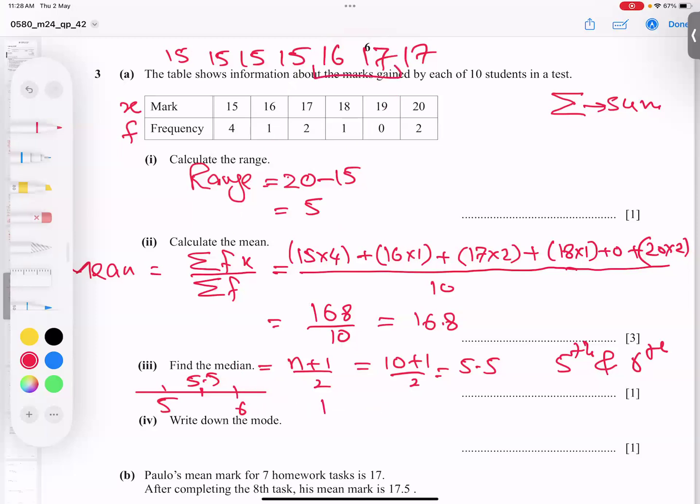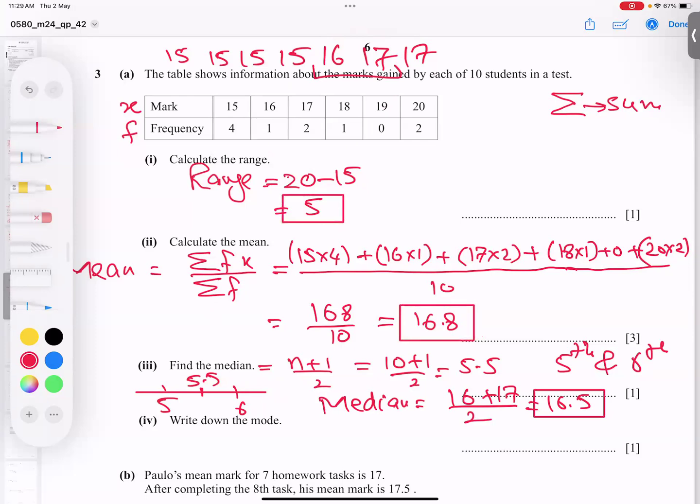So I'm writing here median. Actually, the answer is coming. Add them and divide by 2. And I got 16.5, which is my final answer. And I believe you got the point. Okay. Let's go for the mode.